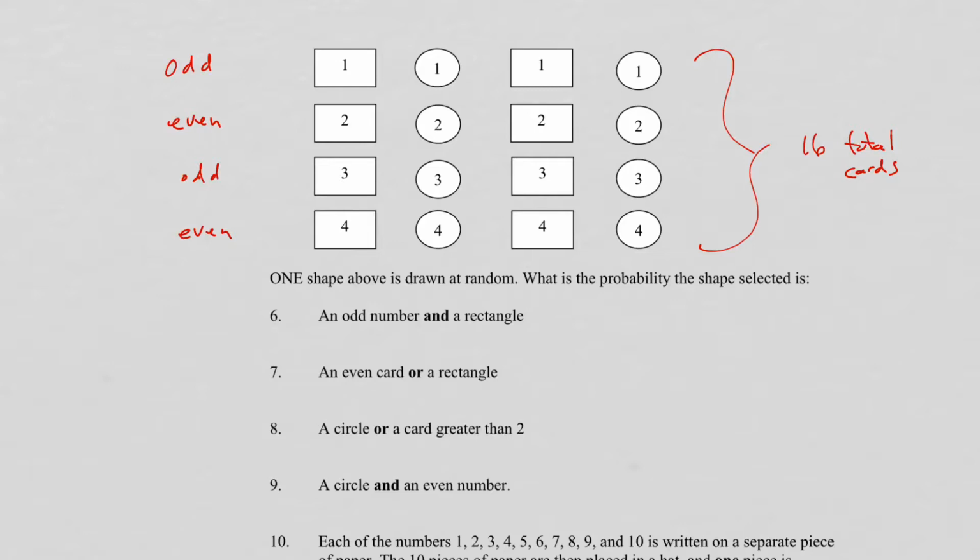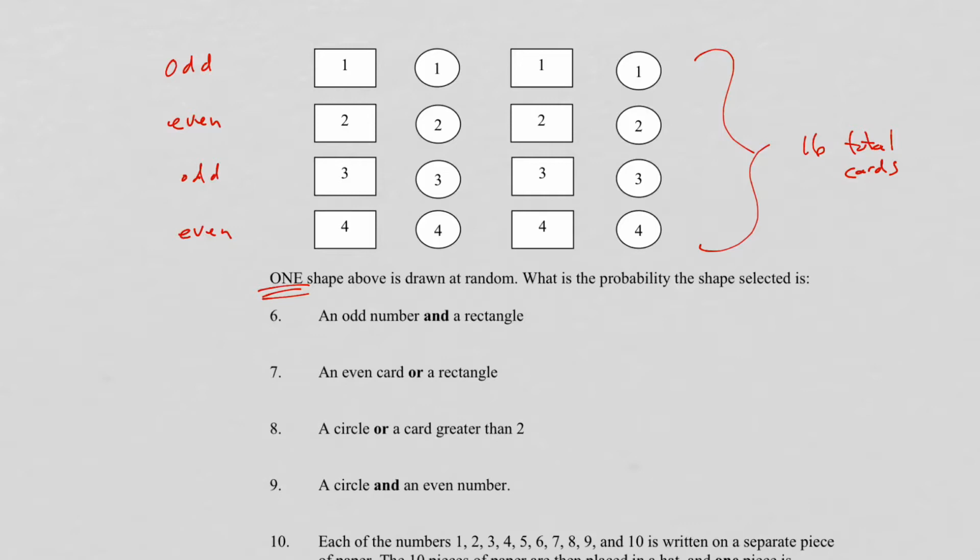All right. So here we go, guys. One shape above is drawn. So there's the key phrase there. Although this looks like it's two separate things happening, and you may be tempted to multiply like we just did, you have to remember that's for two events. This is one event. It's only one. I'm going to grab once. What are the chances that whatever you just grabbed is both odd and a rectangle?